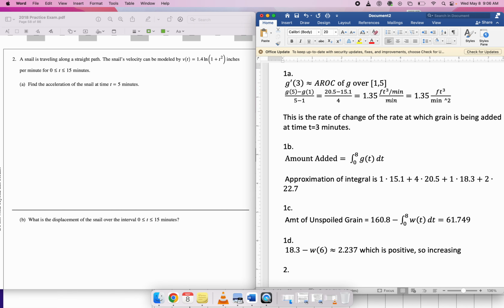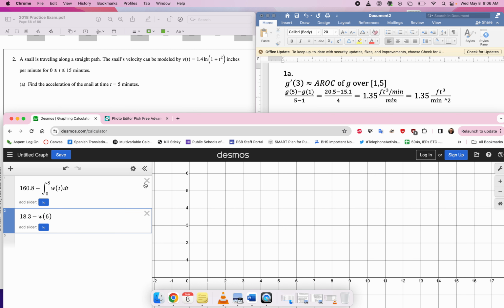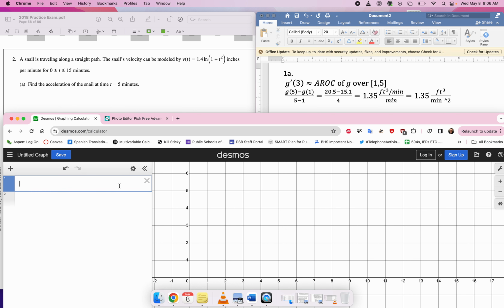Number 2, a snail is traveling along a straight path. The snail's velocity can be modeled by the given function, in inches per minute for t between 0 and 15. Find the acceleration of the snail at time t equals 5 minutes. I would not bother taking the derivative of this function manually. This is a calculator question. You can just ask your calculator.